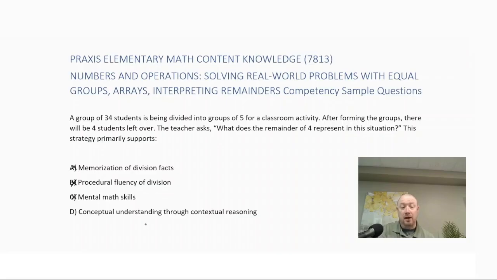So the correct answer here is conceptual understanding through contextual reasoning. So the contextual reasoning is this story problem that the teacher came up with, and having students think about that and what does the 4 represent. So the correct answer here is D.